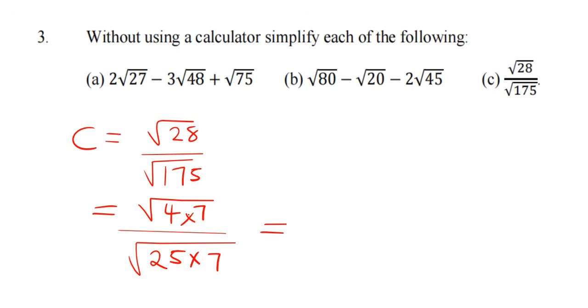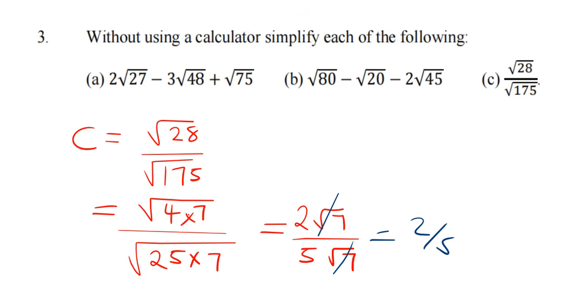Okay, so basically that. Now what are we going to have? The square root of 4, that will be 2. So I'm going to have 2 root 7. Then I'm going to have the square root of 25, that is a 5 root 7. Then now what am I going to do? The root 7 and root 7 can cancel. In this case I'm just going to have 2 over 5. As simple as that.